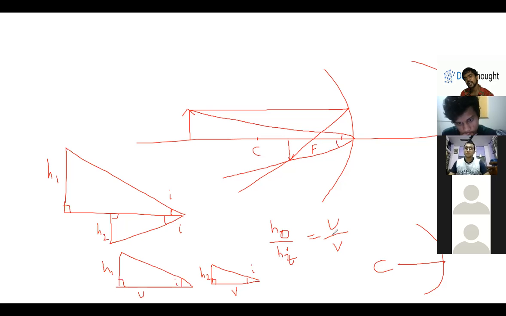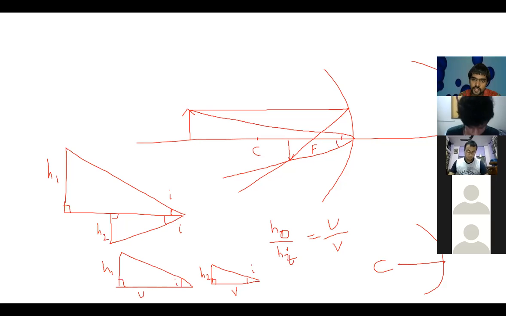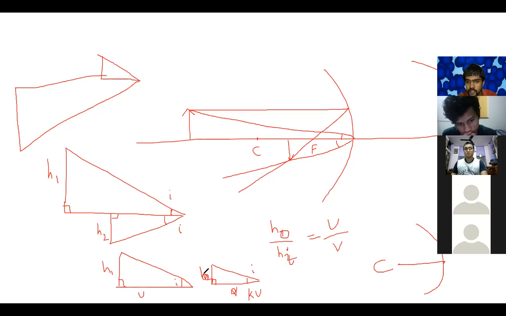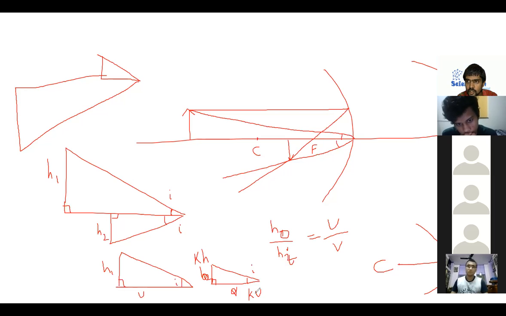So we call both of them the magnification. So if my V is high, what will happen to the height of my image? If my image distance is very high, what will happen to the height of my image? As I keep going far, my image is getting bigger. Why? Similar triangles, right? If this is U, and V is KU, H will be KH.